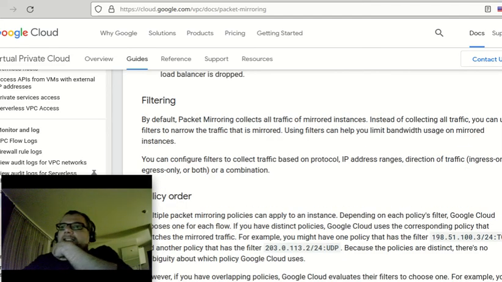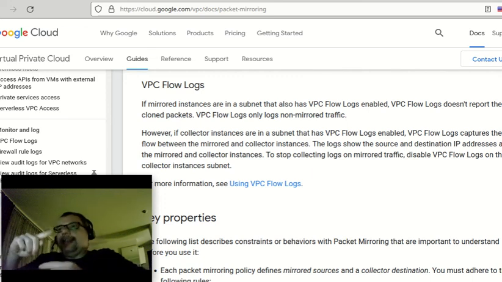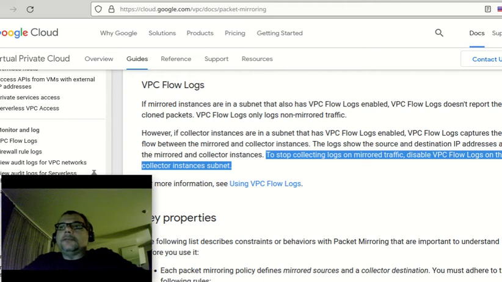have something specific in terms of VPC flow logs for the mirrored traffic. What is happening is if you do have the traffic mirrored, it doesn't show you again. In fact, it's saying to stop collecting logs on mirrored traffic, disable VPC flow logs on the collector instance subnet. But it's not really what you want all the time, because VPC flow logs are actually what you always want. So disabling it in total and not having the granularity to do it only for the mirrored traffic is a bit of a limitation.